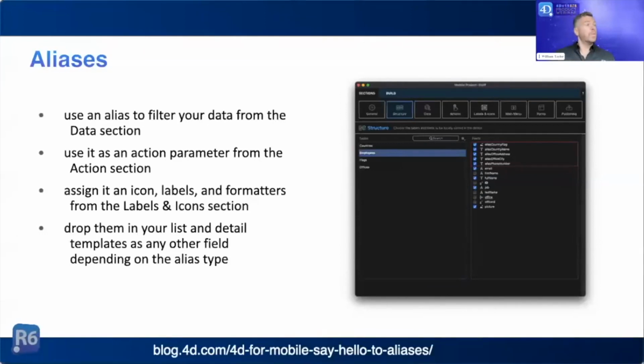And now with 4D v19 R6, aliases are fully available and ready to use for scalars in your iOS and Android mobile projects as soon as they're defined on the 4D side. Now with 4D v19 R6, you can display the same mobile screen values anywhere in your database. It's very cool. So write once, use many places.